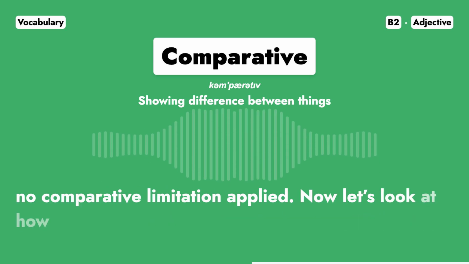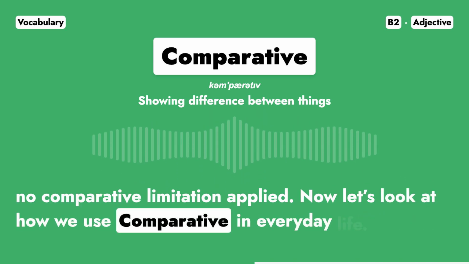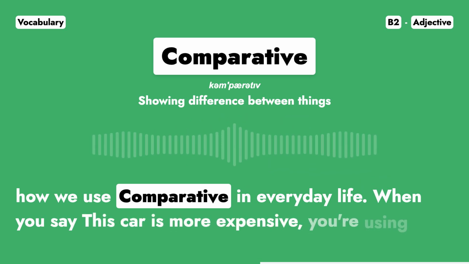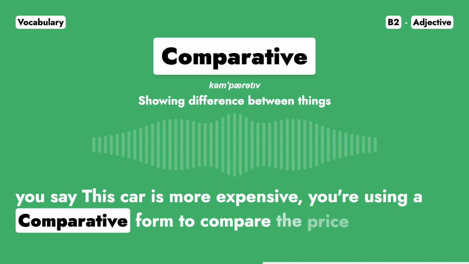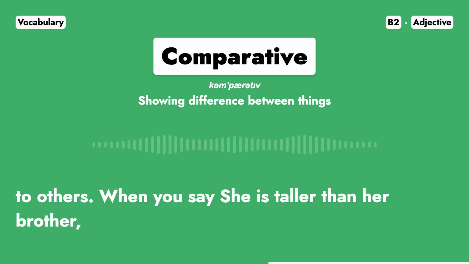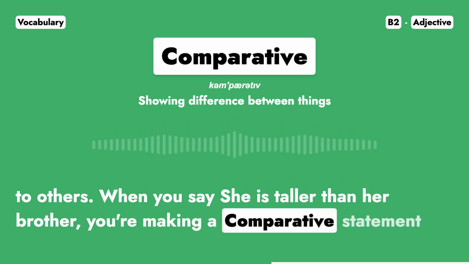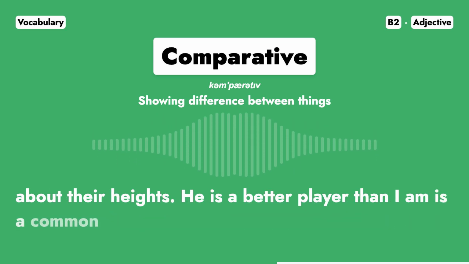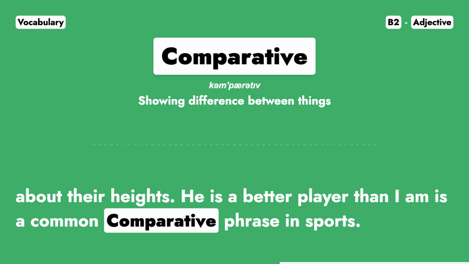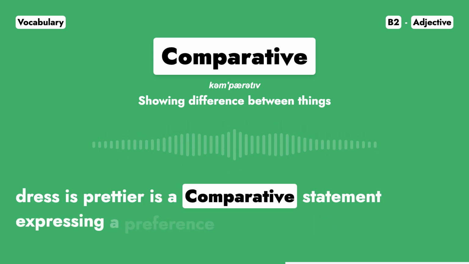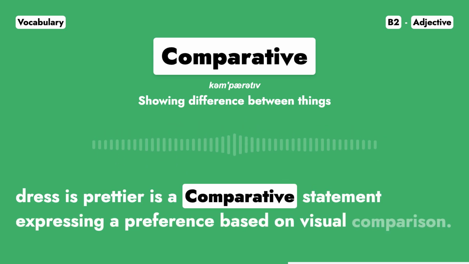Now, let's look at how we use comparative in everyday life. When you say this car is more expensive, you're using a comparative form to compare the price of this car to others. When you say she is taller than her brother, you're making a comparative statement about their heights. He is a better player than I am is a common comparative phrase in sports. The red dress is prettier is a comparative statement expressing a preference based on visual comparison.